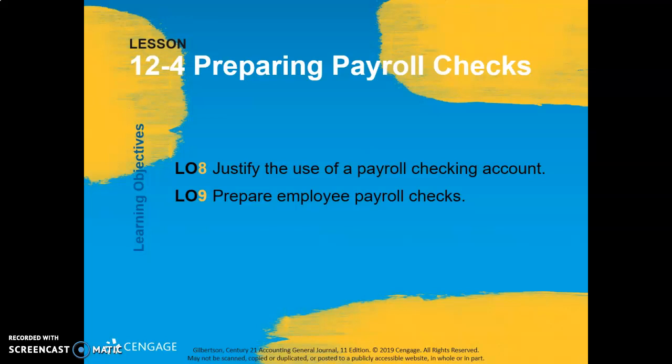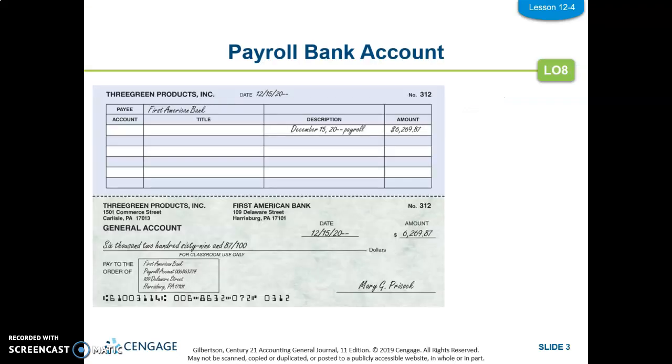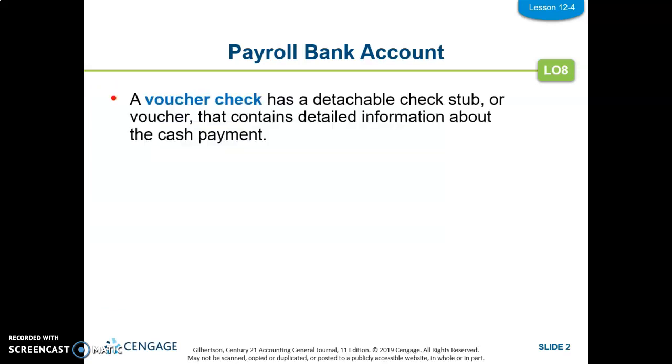So let's get started with this first slide. It's just a definition, and I would go ahead and just write the definition on one of your other sheets, but it says that a voucher check has a detachable check stub, also known as a voucher, that contains detailed info about the cash payment. So I'll point these out when we get to them in the other section.